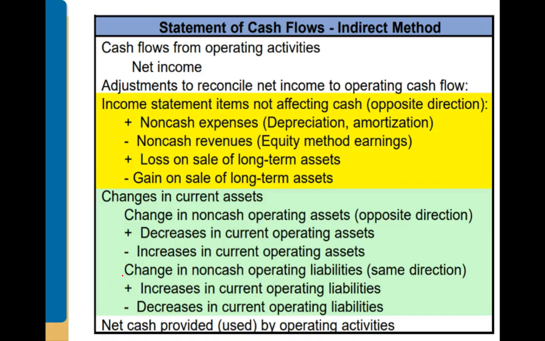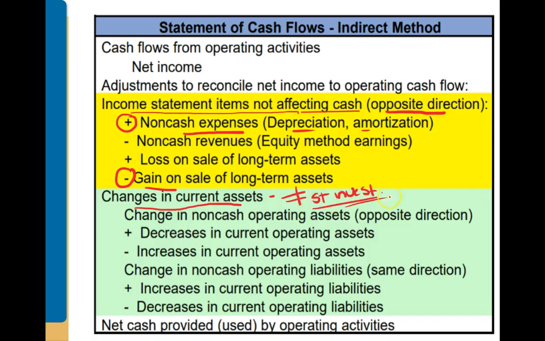So this sheet explains what I just went through. Here it says your income statement items not affecting cash, your non-cash items, you do the opposite direction. So non-cash expenses, you're going to add back, like depreciation and amortization. Your non-cash gains, you're going to do the opposite. You're going to subtract it. And then it says your changes in current assets. Again, this does not include short-term investments, which are current assets, but you just have to remember short-term investment is not part of the operating section, operating activity.